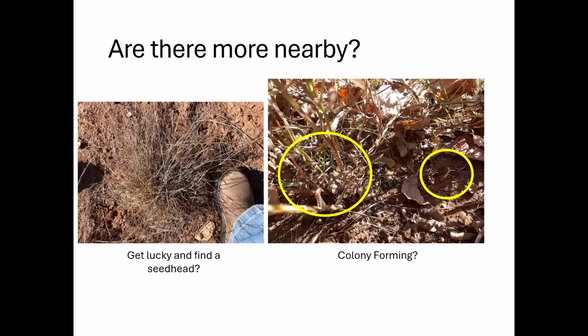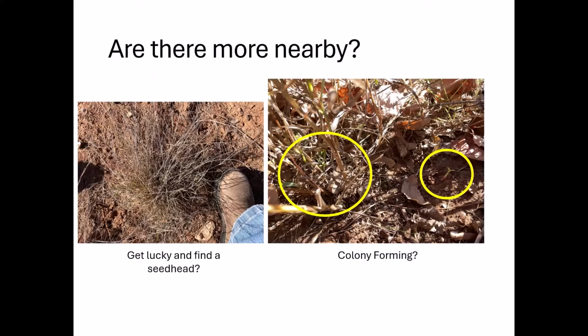So the first thing I do when I'm trying to figure out what a grass is and there are no seed heads nearby is I try to look and see if there are more grasses nearby. So for example, take that grass down there. I'm going to look and see if there are others that might actually have seed heads. Then you'll get lucky and you won't need to pay attention to the rest of the presentation.